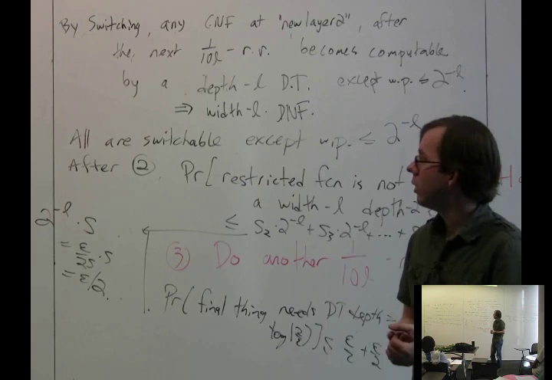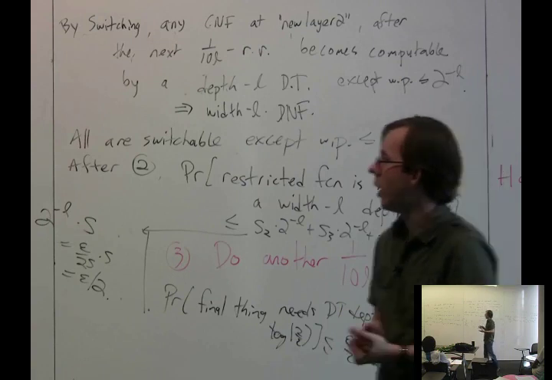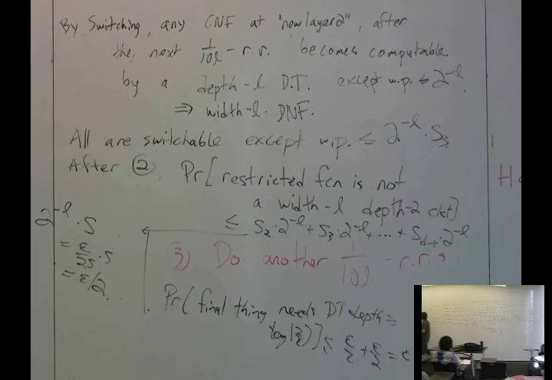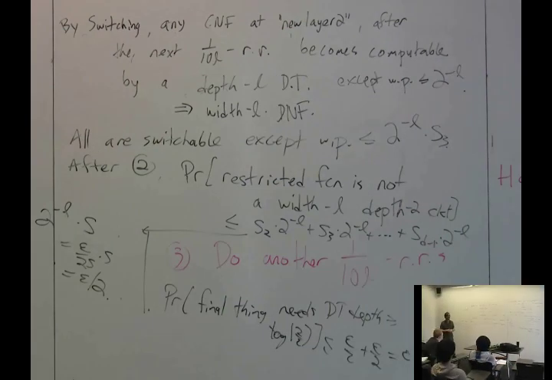OK, so that's all we're going to do for a while about grungy circuit complexity. And next time we're going to talk about the great function majority and linear threshold functions and the central limit theorem and some other probabilistic topics.